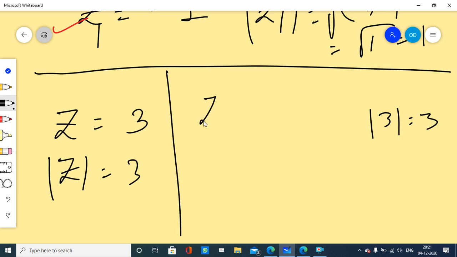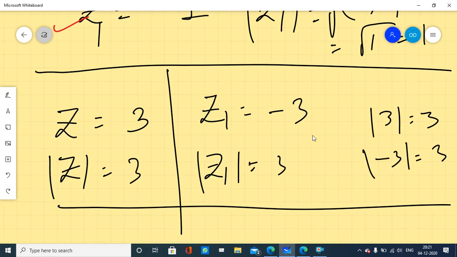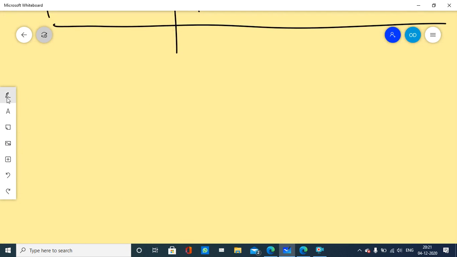Get my point so far? Yes, sir. Suppose somebody gives you the complex number minus 3 and asks you to find its modulus. Well, just find it. Simply find its mod. What is the mod of minus 3? Same, 3. You get it? So this is the rule. Yes, I got it.